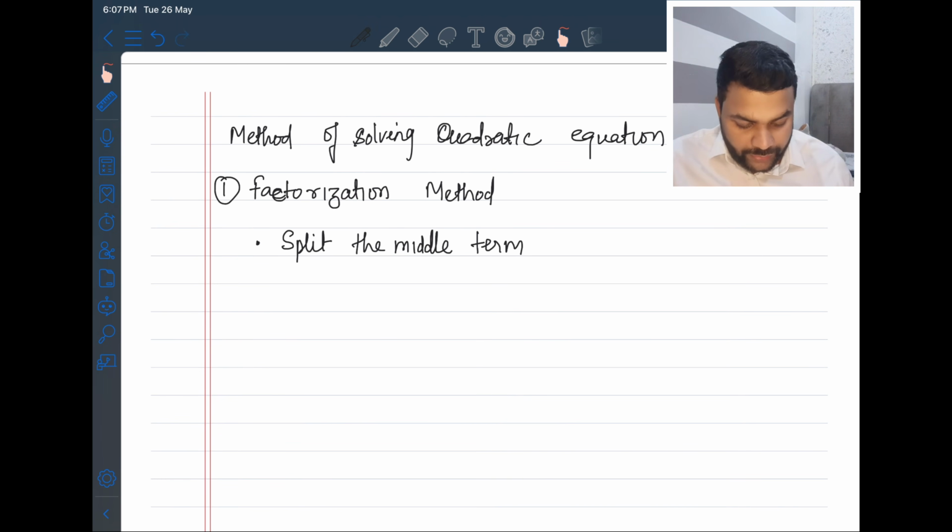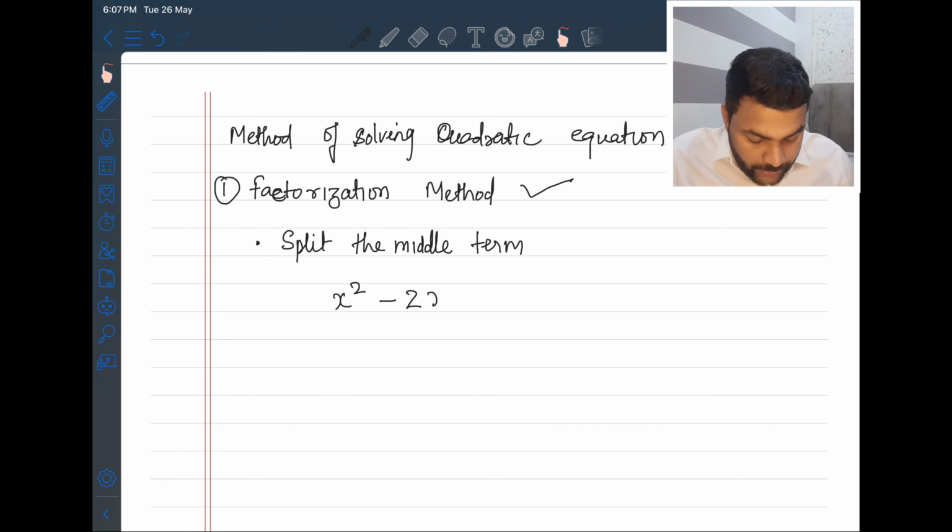First is factorization. We can solve it by splitting the middle term. We already learned how to split middle terms in previous classes. But still, I will give you an example. For example, x square minus 2x plus 1. So can we find the roots or zeros of this quadratic equation by the middle term?